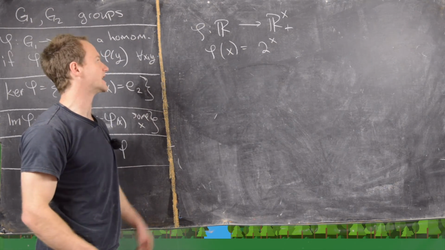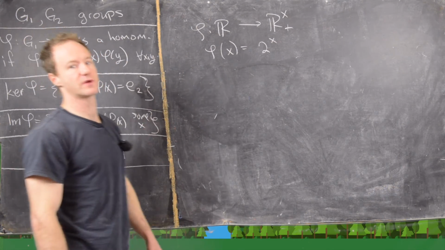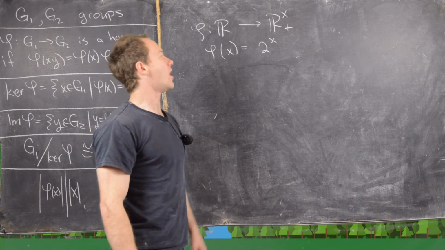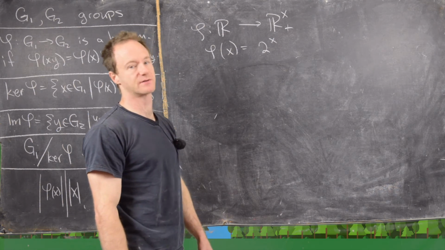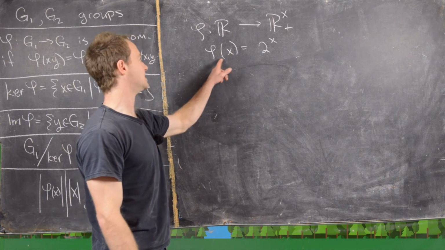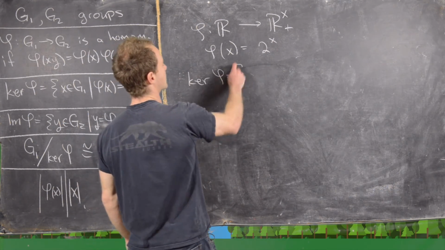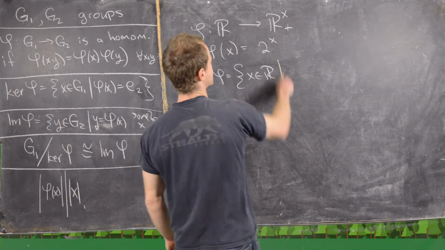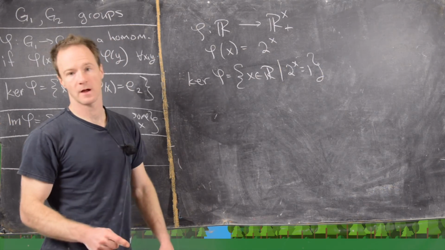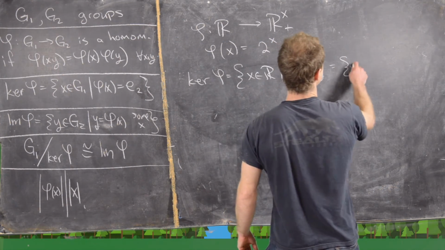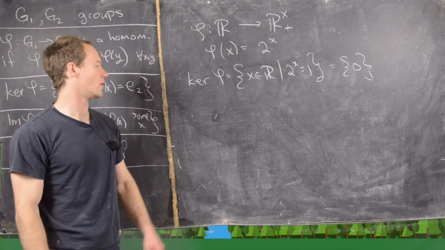Okay, so now let's look at a related example. We'll take phi going from R, the additive group of real numbers, to R plus, in other words, the multiplicative group of positive real numbers. And let's take that map to be phi of x is equal to 2 to the x. So now, first of all, we'll notice that the kernel of phi is going to be all real numbers x such that 2 to the x equals 1. Okay, good, but notice that that is just going to be 0. That's the only thing that when you raise 2 to that power, you get the number 1.